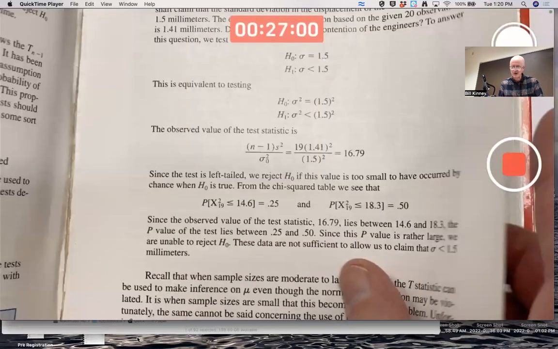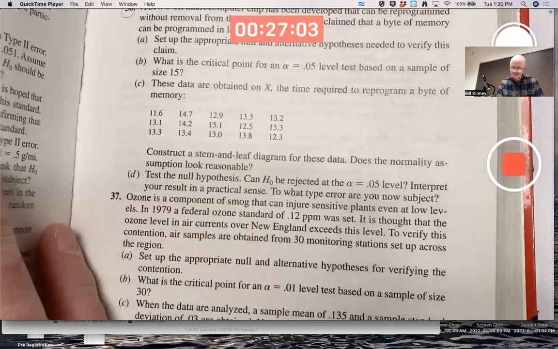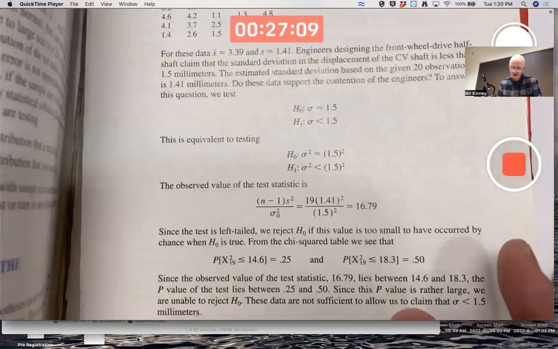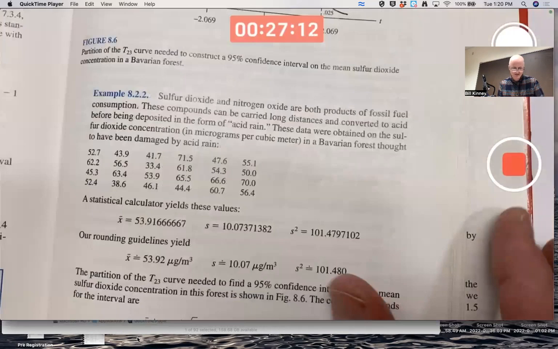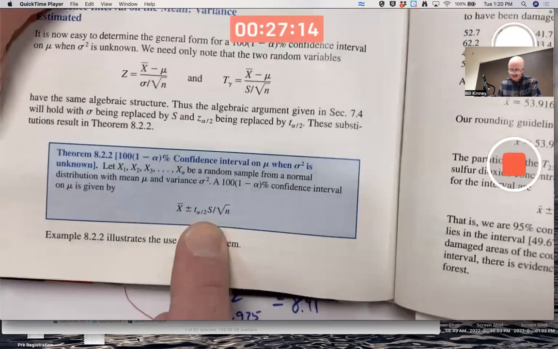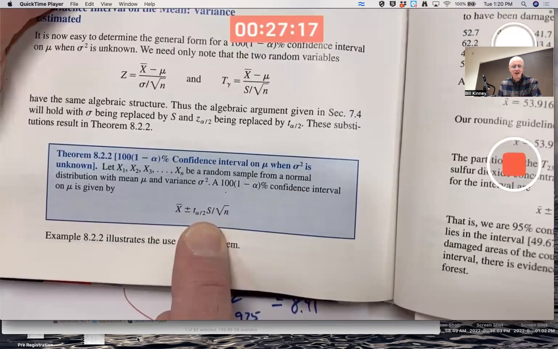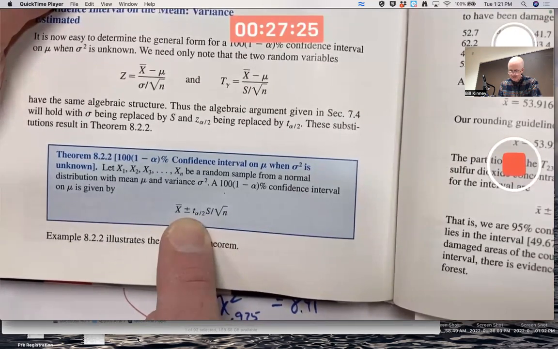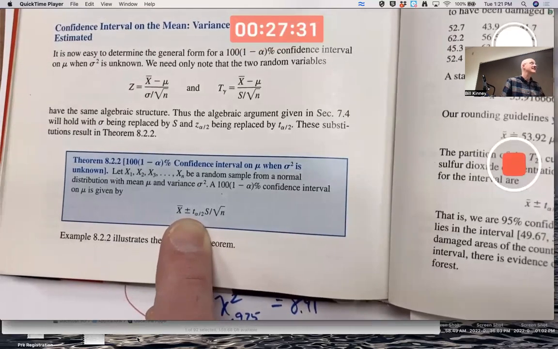What's in section 8.2? My book is falling apart here. 8.2. That looks pretty similar, doesn't it? Yeah, sigma got replaced with capital S. Wait, what's that? T? What's T? T is a new distribution. The T distribution. Also called Student's T distribution.